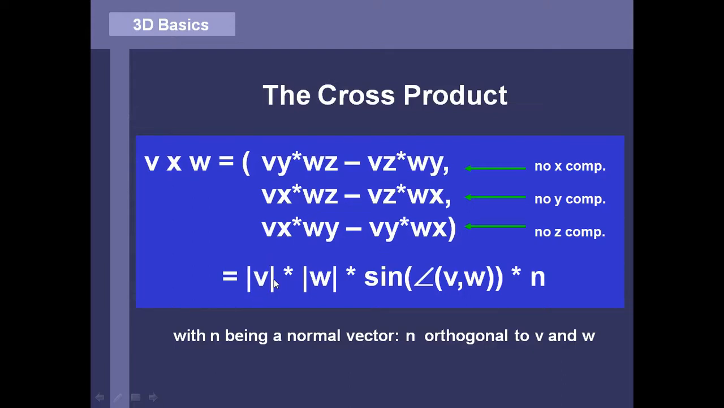The magnitude of V, the magnitude of W, and the sine of the angle between them, into some n, n being a normal vector. So n is orthogonal to V and W. Normal vector and orthogonal vector means if you take the direction of V and W, this n will be perpendicular to both V and W, right? Wherever the V and W plane lies, this is a normal, perpendicular to this plane. So this is how cross product is computed.